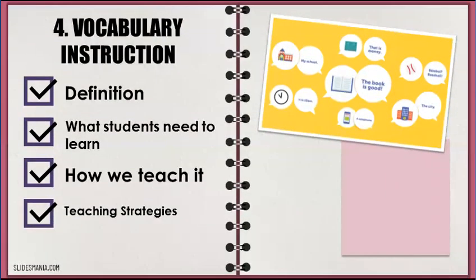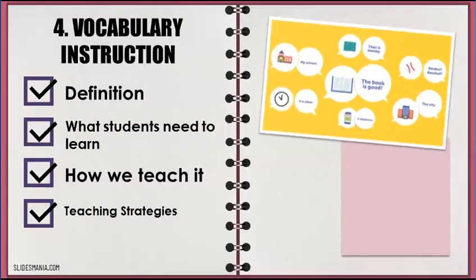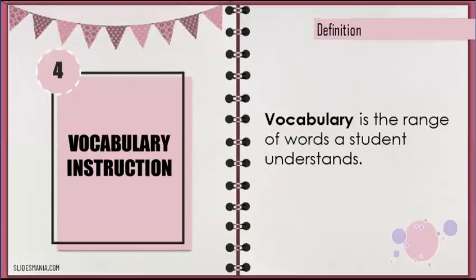The next component of reading is vocabulary instruction. To define, vocabulary is the range of words a student understands. Students have both an oral vocabulary, which are words they understand when they hear them, and a print vocabulary. So there is a strong correlation between vocabulary and reading comprehension.